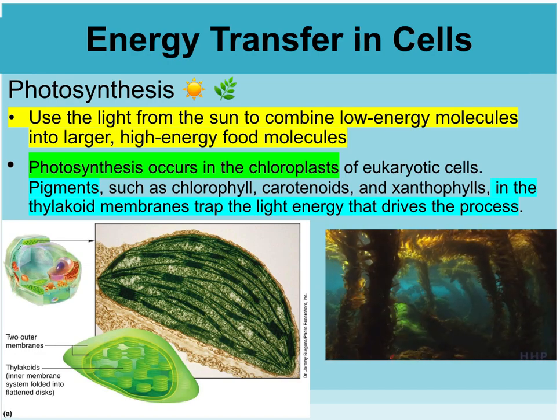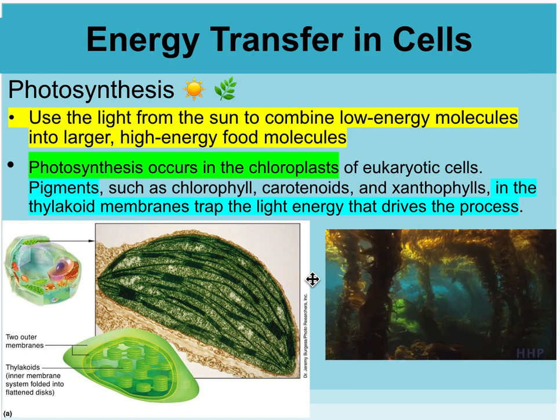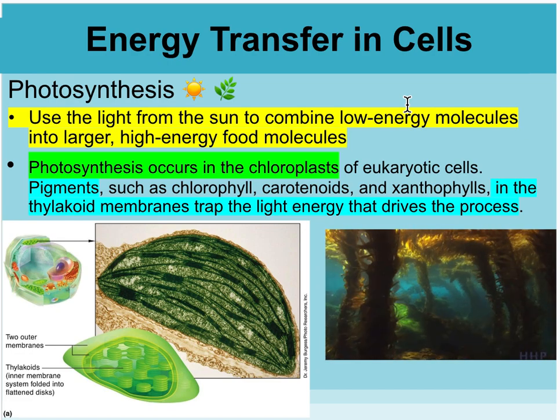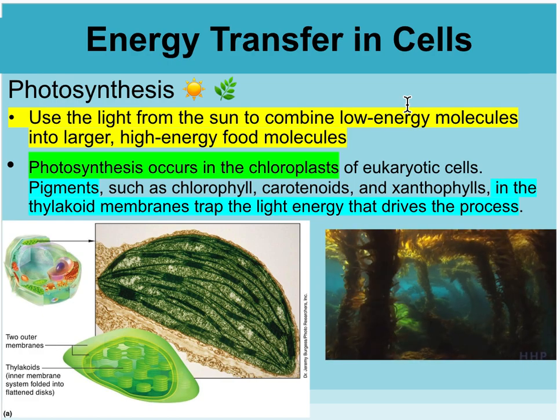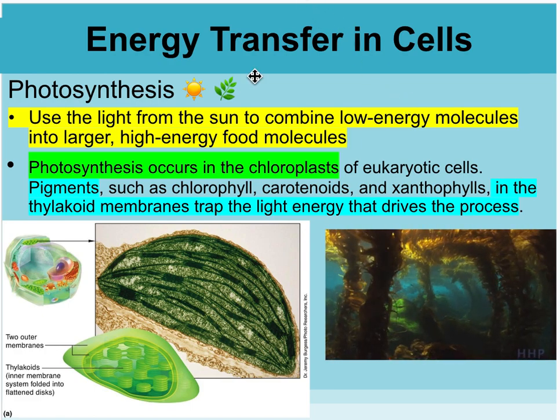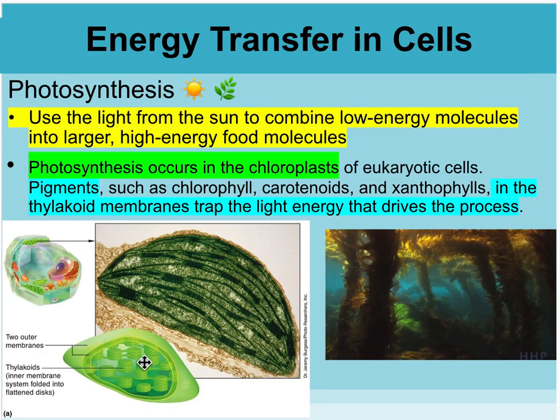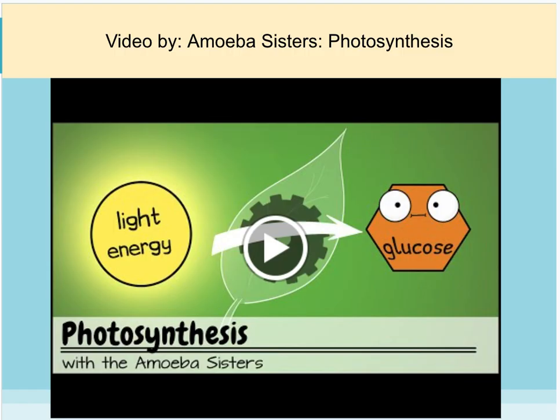So energy inside of cells comes a few different ways. For plants, it comes through photosynthesis. Every day the sun is giving plants a ton of energy. And plants miraculously use that energy to combine very, very low energy molecules like carbon, hydrogens, oxygens, and recombine them using the energy from the sun to make very high energy molecules like sugar. And this usually happens in the chloroplast, and then the thylakoid membranes actually trap the light energy that drives all of these processes and makes it happen.